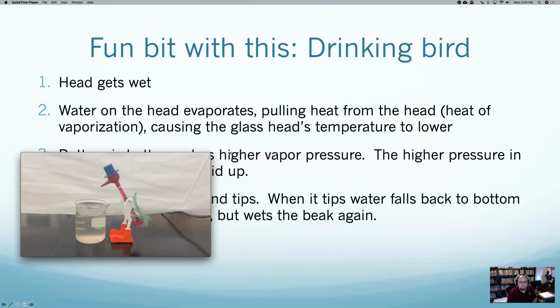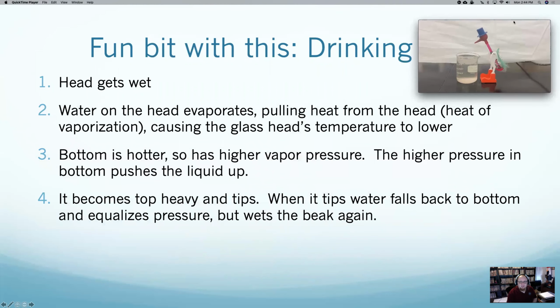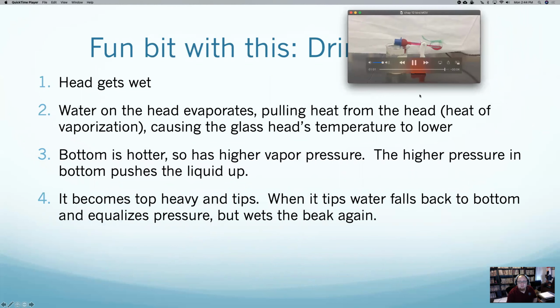How this guy works is when I first put him in the water, I get his head wet. What's going on inside there is there's kind of 2 chambers with a tube in between. Most of the liquid will go to the bottom with gravity. But the beak is covered in water, and it takes energy to change water to steam. Some will happen naturally due to evaporation. That water on the beak will evaporate, but that still will pull heat. Heat can't come from nowhere. As the water on the head evaporates, it'll pull heat from the head.